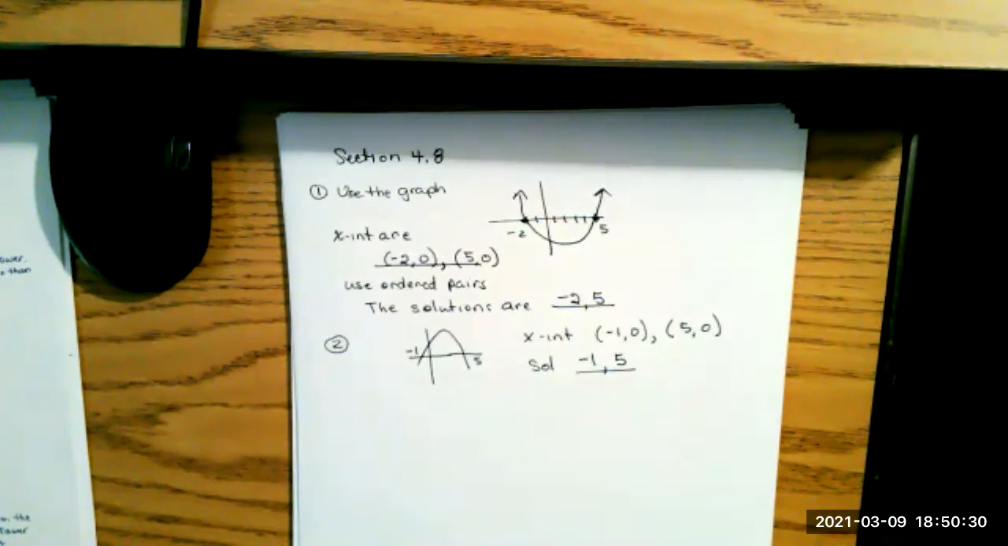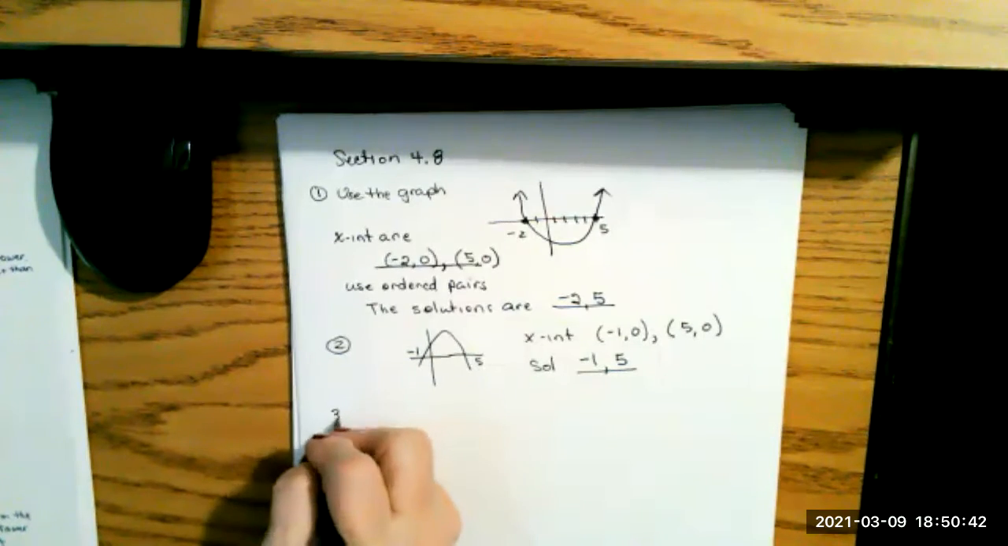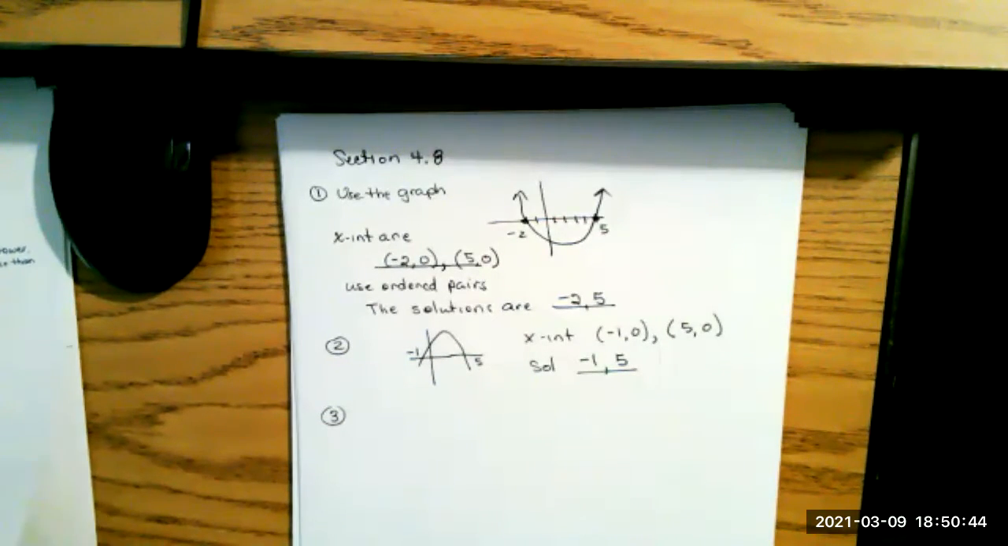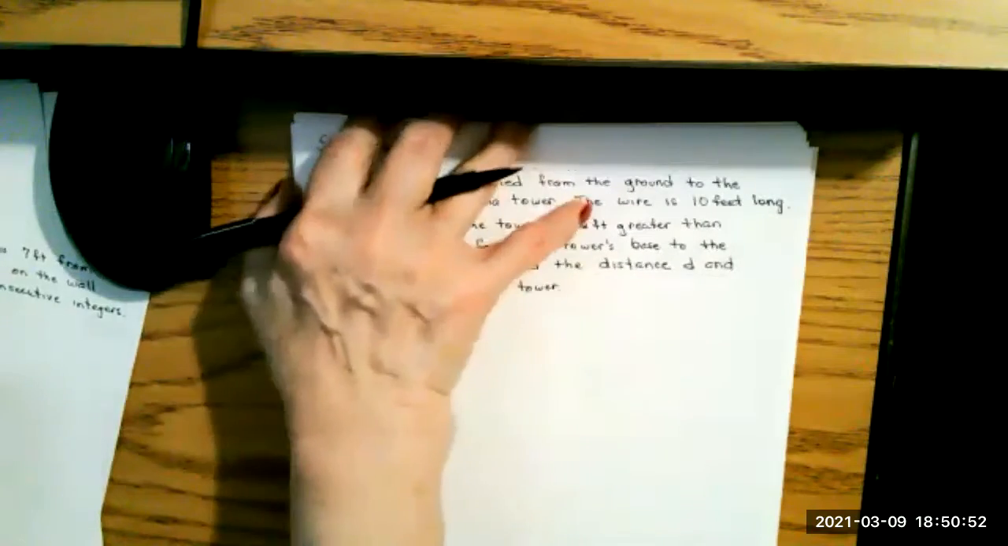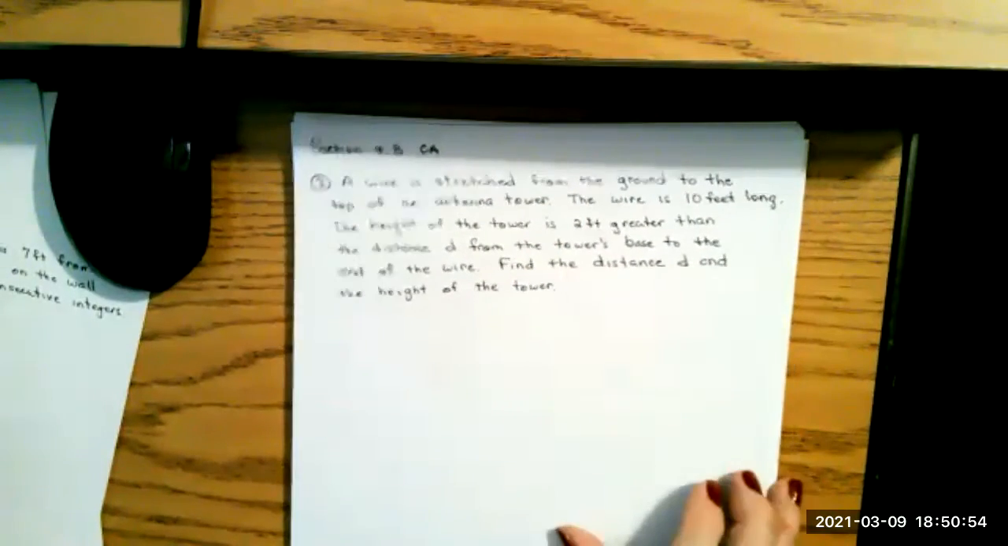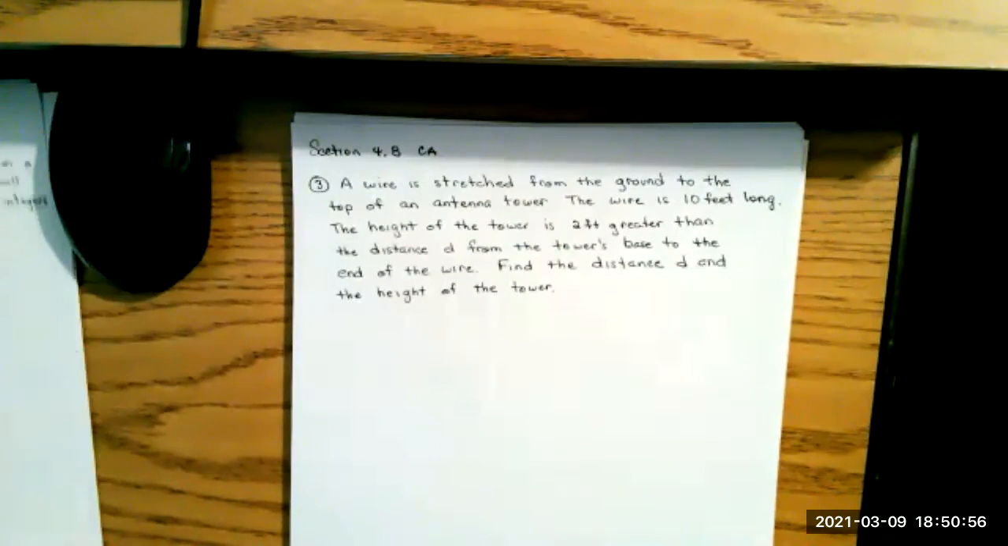Remember, they could have used the word zeros or roots or answers. Those are all interchangeable. Okay, let's look at number 3. Number 3 is a problem that has, let's just look at it. And you don't have to write all these words down. You can just write the math for it because you'll have a problem just like it. It's a wire problem just like this.